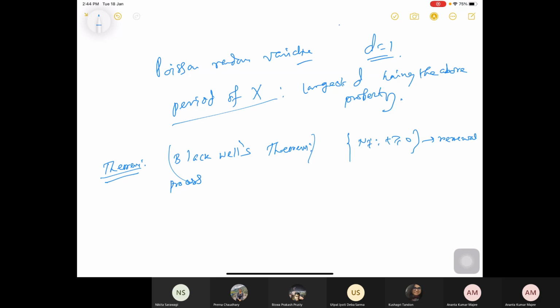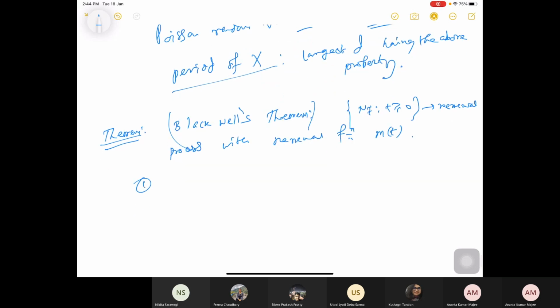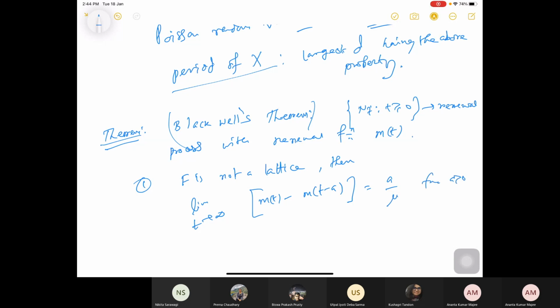Okay, with the renewal function, which is empty. Then what it says is that if F is not a lattice, and not a lattice means whenever it is not lattice, then the limit as t goes to infinity of the difference m(t) minus m(t minus a) is equal to a by mu, for any fixed positive a. That is, the limit as t goes to infinity of m(t) minus m(t minus a) equals a by mu if F is not lattice.